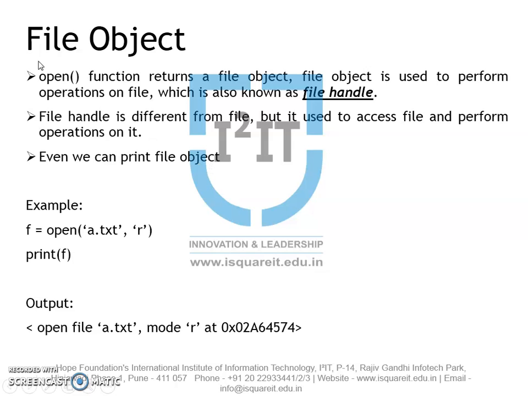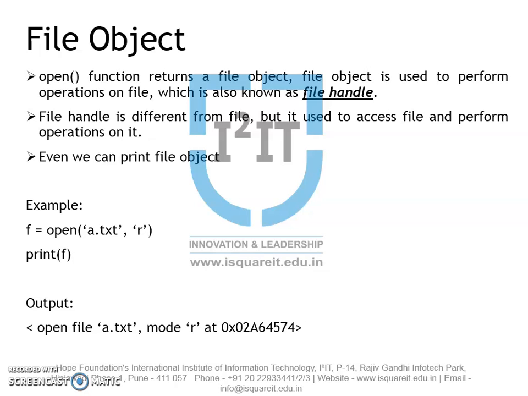Now, as we said, this open function returns the file object. This file object is used to perform the operations on the file, so this object is called a file handle. So, what is this file handle? We can take an analogy of a TV and a TV remote. We can use a TV remote to switch the channels or change the volume. But whatever changes we make using this remote control are actually done on the TV.